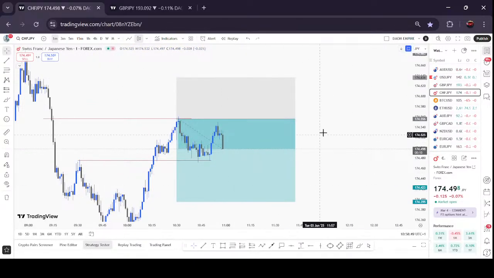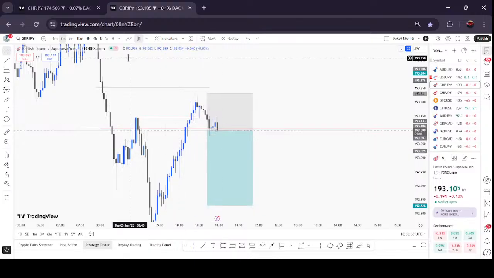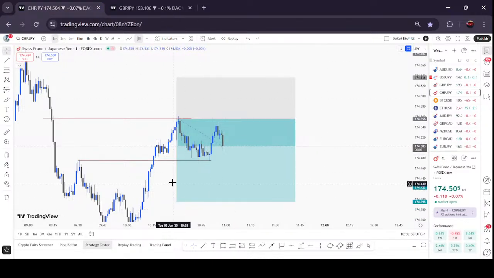We can all see the trade is moving in profit. GJ in profit, still at the entry, but CHFJPY is doing well in profit at the moment.